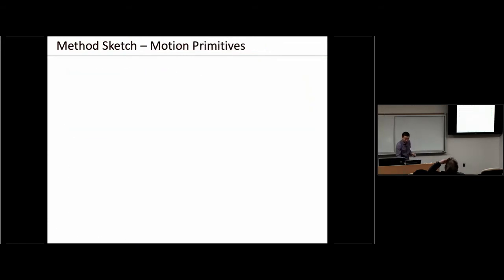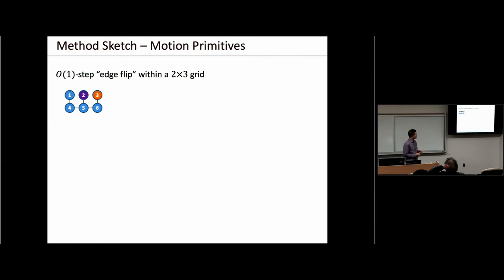Okay. So we'll need some kind of motion primitives, as we do with almost any robotic planning problem. The first one is a constant time step edge flip on a very small grid. If we have a 2 times 3 grid like this, we want to flip 2 and 3 without changing the other robots' locations.